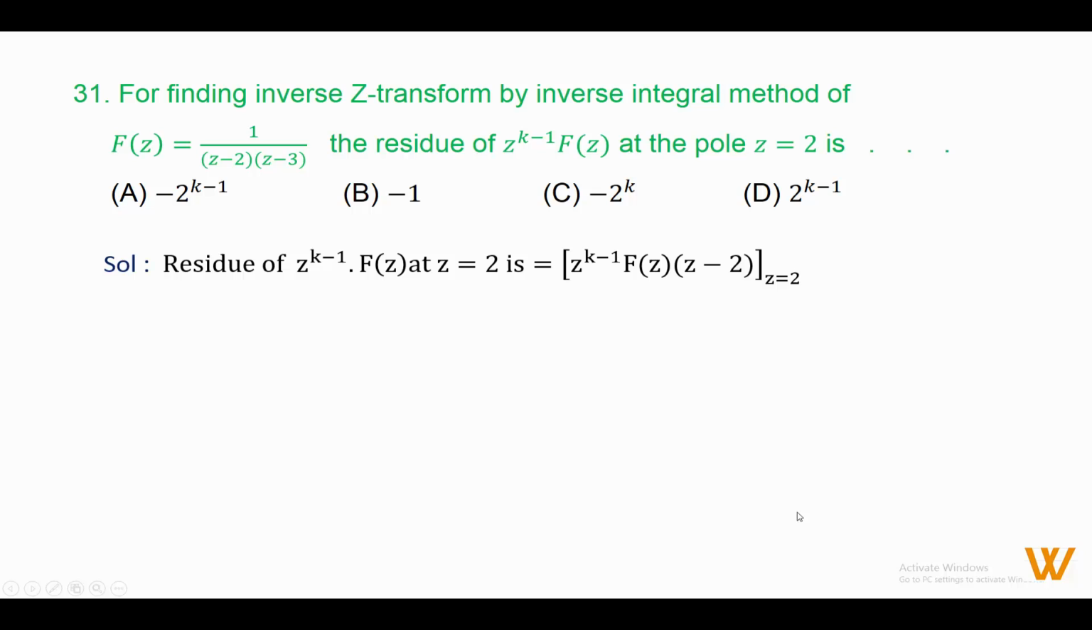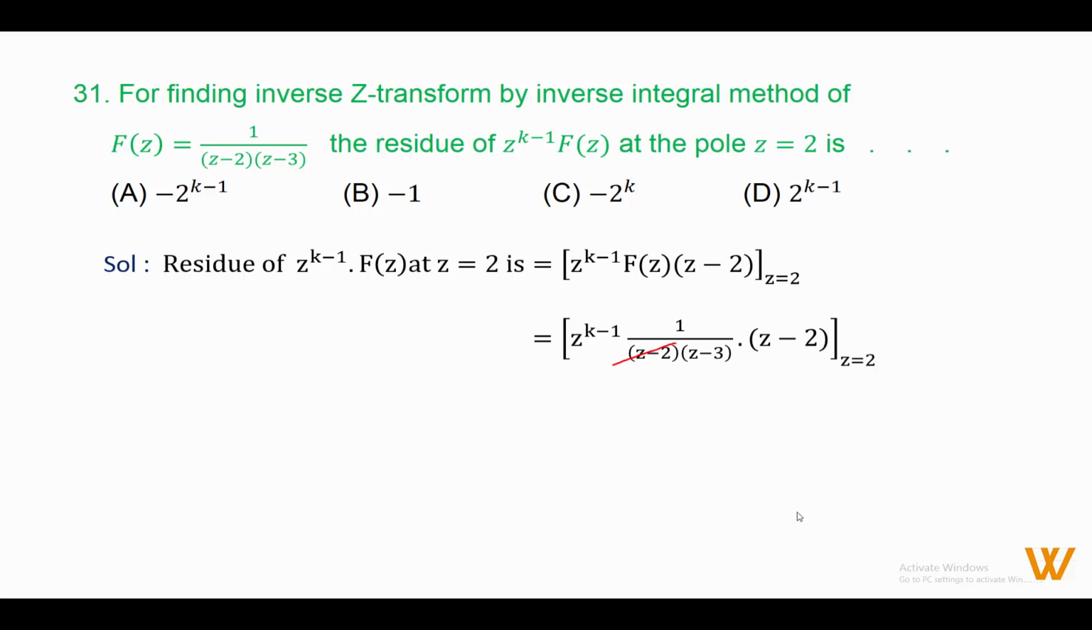Residue of z raised to k minus 1 f(z) at z equal to 2 is equal to, inside the bracket, z raised to k minus 1 into f(z) into z minus 2, because at the pole z equal to 2, so into z minus 2 at z equal to 2. And therefore it is equal to z raised to k minus 1. Now function f(z) is 1 upon z minus 2, z minus 3, into z minus 2 at point z equal to 2.